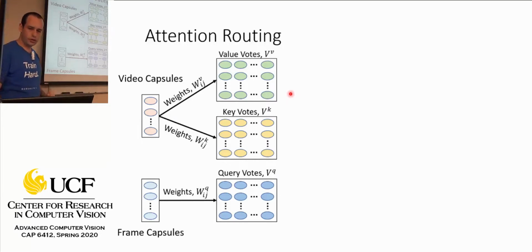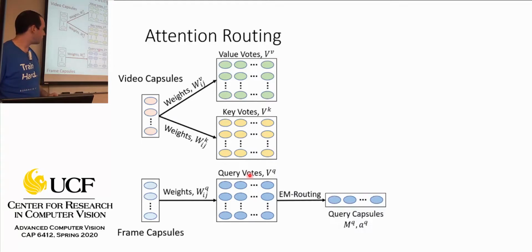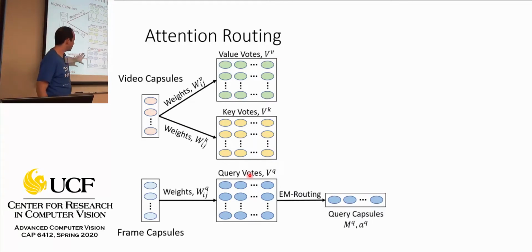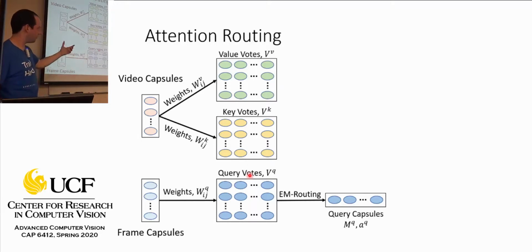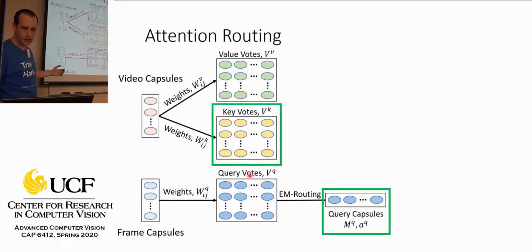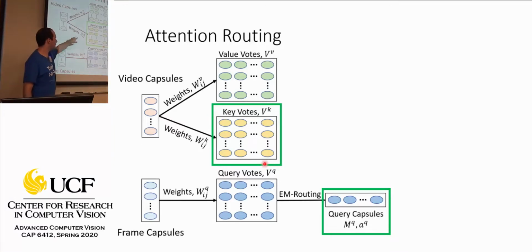And so what these try to do is, we can do the following. First, we get our query votes, we perform the standard EM routing, and get a set of query capsules. So these query capsules represent the object in the first frame, and we can compare that object in the first frame with all the votes present in the video, right? So all the key votes.